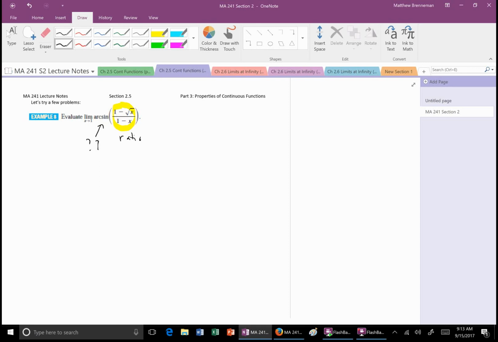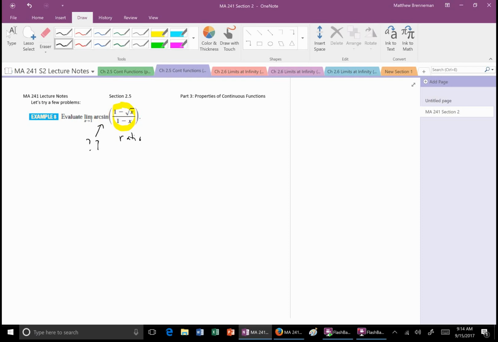Unfortunately, no, because the arc sine is the inverse sine. It takes the inverse function, right? Sine takes an angle and gives you a value between minus 1 and 1. Arc sine goes backward. It takes a value between minus 1 and 1 and gives you the angle. So I'm going to say it's a composition. My outside function is the arc sine, and the inside function is that ratio.